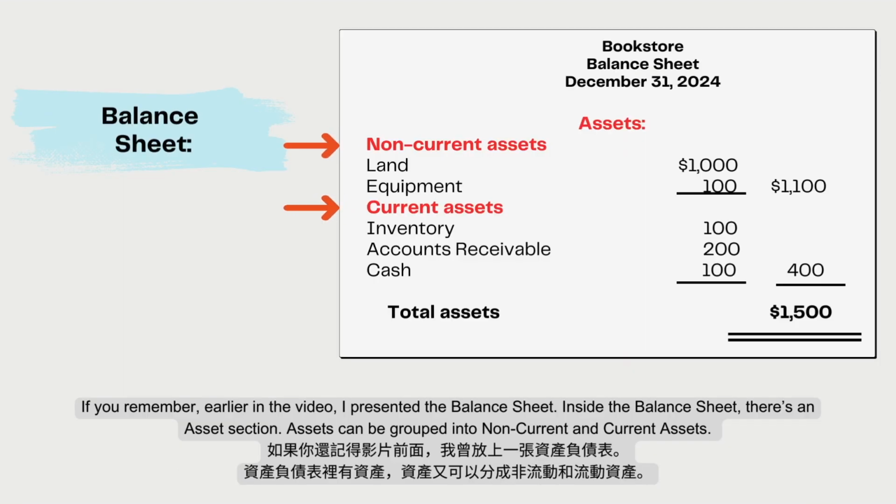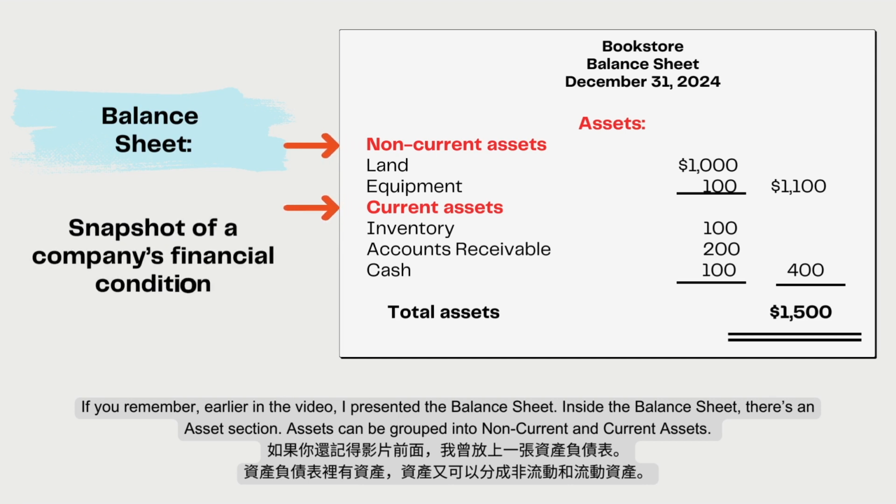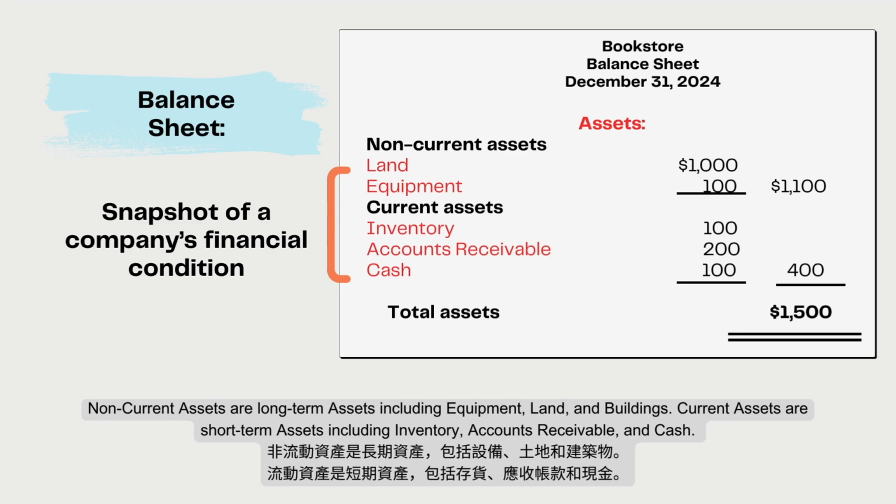If you remember, earlier in the video, I presented the balance sheet. Inside the balance sheet, there's an asset section. Assets can be grouped into non-current and current assets. Non-current assets are long-term assets including equipment, land, and buildings. Current assets are short-term assets including inventory, accounts receivable, and cash.